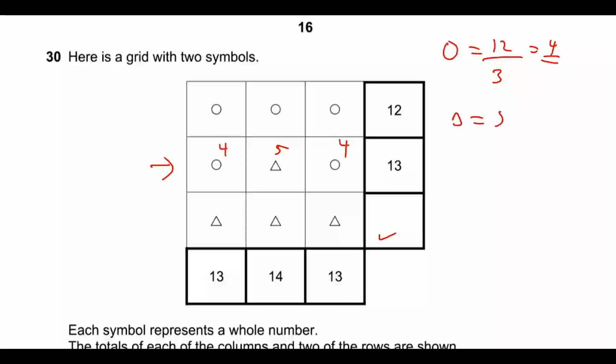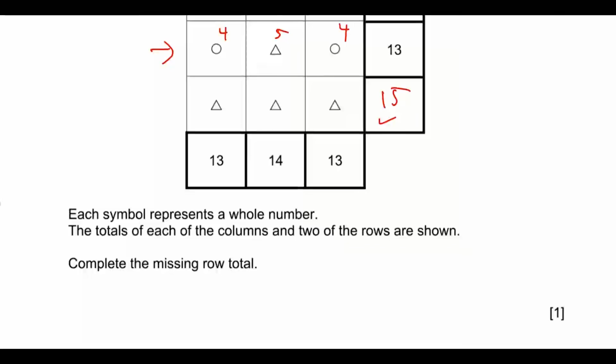I need to confirm that. Let's check this column. 4 add 4 is 8, 8 add 5 is 13, which is correct. Let me confirm this one too. 5 add 5 is 10, 10 add 4 is 14. So I'm sure this symbol is 5. So I can say 5 add 5 will be 15. So the missing box will be 15.